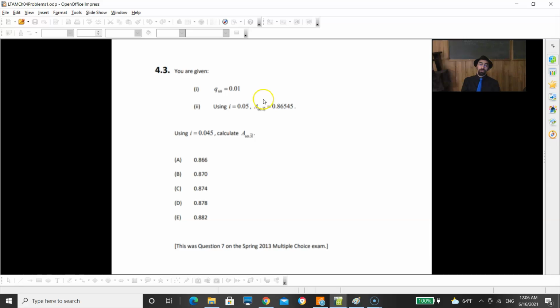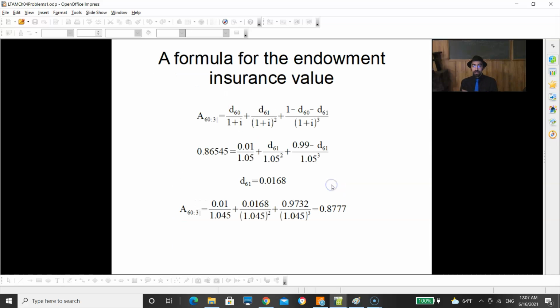You notice that if I were to write out an expression for A60 colon angle 3, it would depend on the interest rate, obviously. And for the mortality, it would depend on the probability of surviving the first year and the second year. They give you the one for the first year, so if they give you the interest rate, you can use this to solve for the probability of the second year. Once you have both of those, you can change the interest rate. And that's the strategy. And here we implement it.